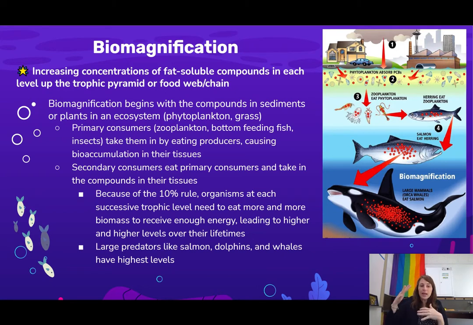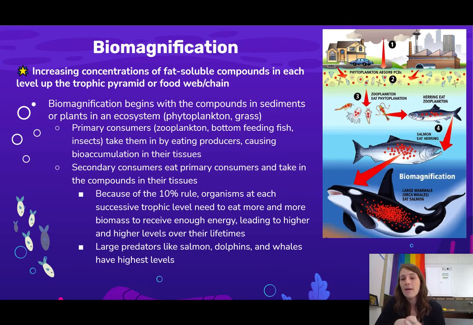Then the secondary consumers are going to eat the primary consumers, and they're going to take those compounds into their tissues. Now, remember, all the way back to Unit 1, we talked about the 10% rule, where only about 10% of the biomass is being passed on. Because of the 10% rule, organisms at each successive level of the trophic pyramid need to eat more and more biomass to receive enough energy, which is going to lead to higher and higher levels of these compounds over their lifetimes.